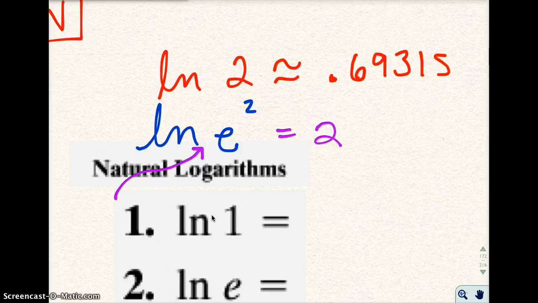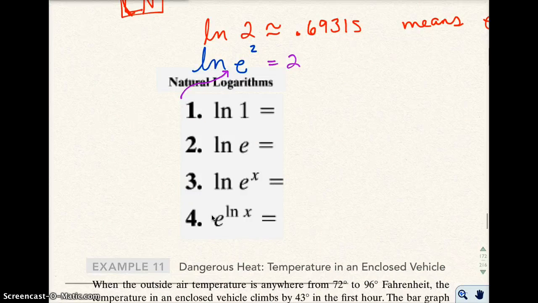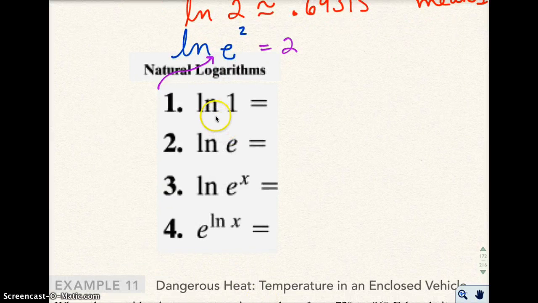Okay, so let's go ahead and look at the natural logarithms. The natural log of 1, remember it's base e. e to what exponent will give me 1? Well, e to the 0 power will give me 1. Natural log of e, well, the base is e. e to what power gives me e back would be 1. Natural log of e to the x, it's just x. And e to the natural log of x, there's an e right here, those negate each other out, and I just get x.